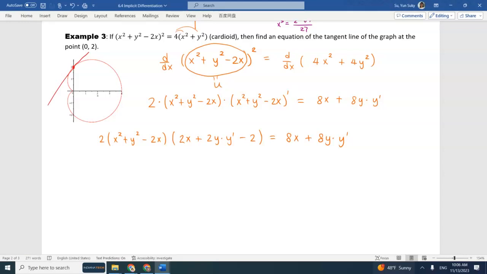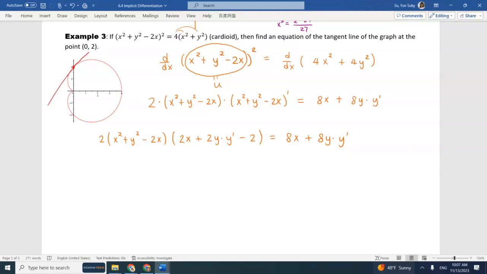But for this problem, because it asks us to find the tangent line instead of asking us to find the derivative, we can do an easier thing: we can plug in the number here. We can plug in the number here and we will get the slope. So this will be easier than multiplying everything out and then solving for y prime. You know what I'm saying, everybody?